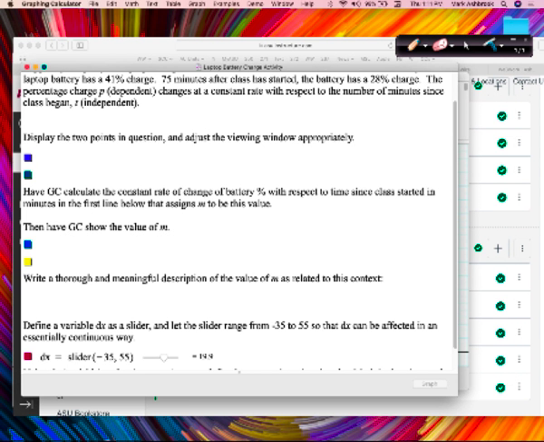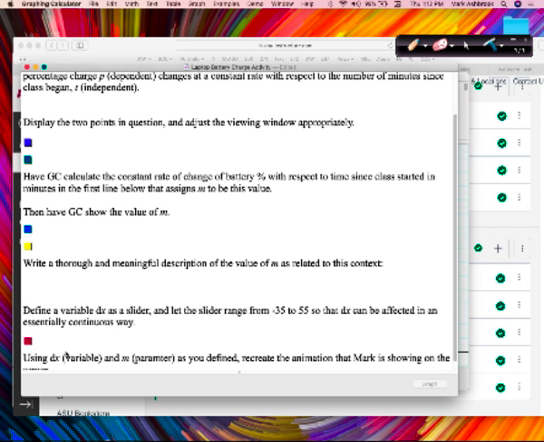Parameter. Oh, M is equal to. Yeah, we want M, we want GC. Okay. Was that already there? Yeah, the slider. So erase that and I'll show you how to put that in. Negative 35 to 55.